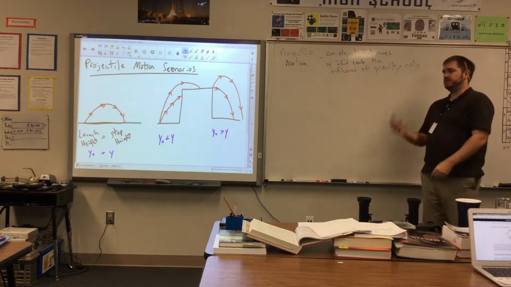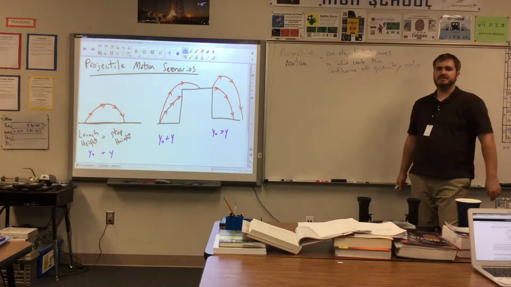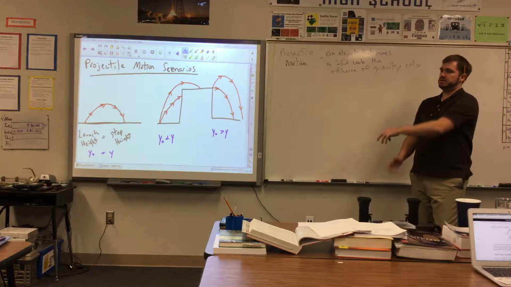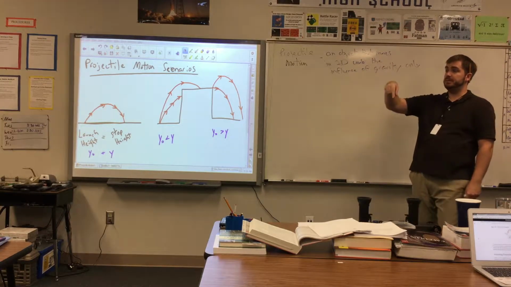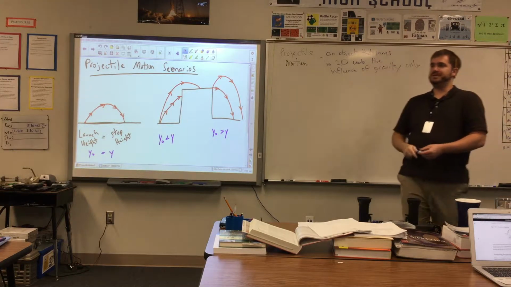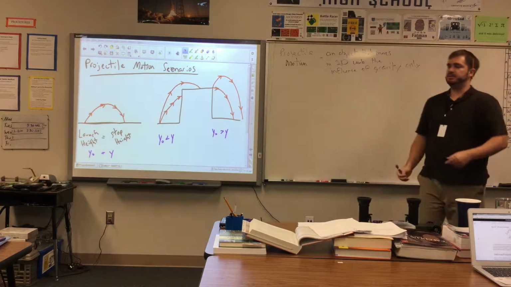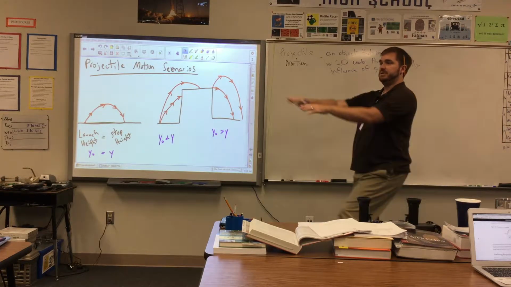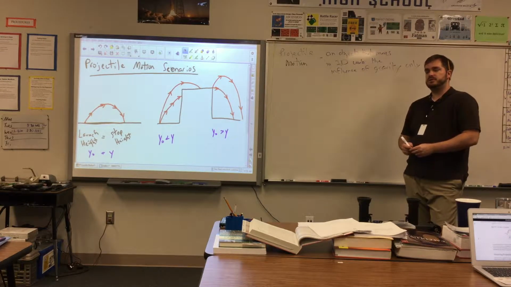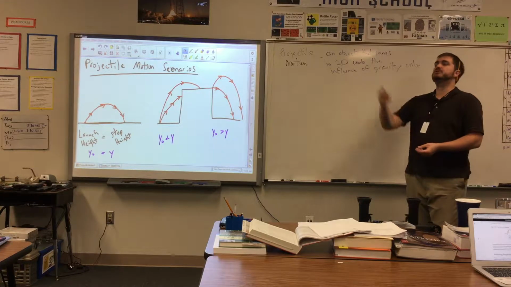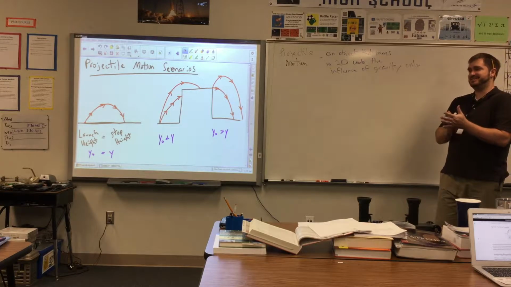What are some times in your daily life where you experience or have interactions with projectile motion? Sports. Throwing a ball, catching a ball, kicking a ball, falling off of a building, dropping the ball. Nancy, what did you say? Jumping. If you're jumping just straight up and down, then you're in free fall. But if you're running and jumping, like high jump, long jump, triple jump. Who can jump the shortest distance?